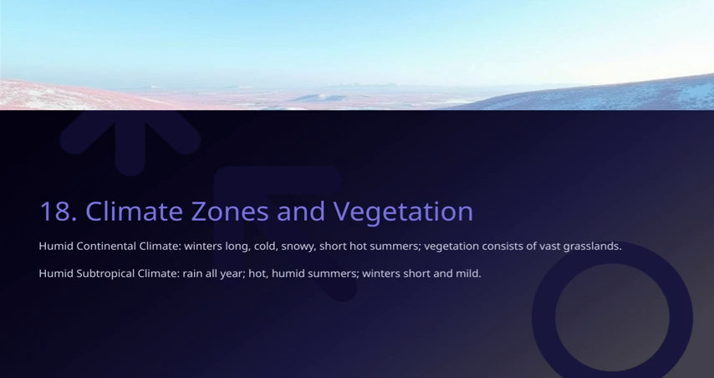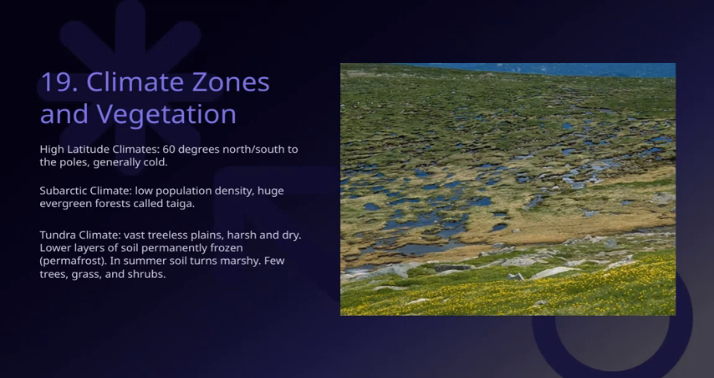Connecting these points to our overall theme, understanding these climate zones helps explain why different regions support such diverse ecosystems. The climate directly influences the types of plants that thrive, shaping the landscape we see across different areas. Let's take a closer look at the tundra climate.